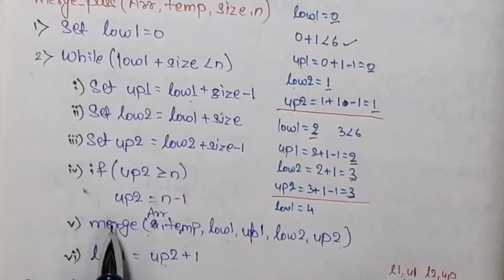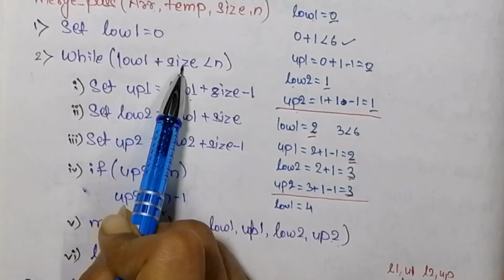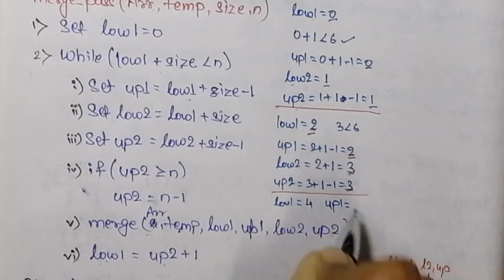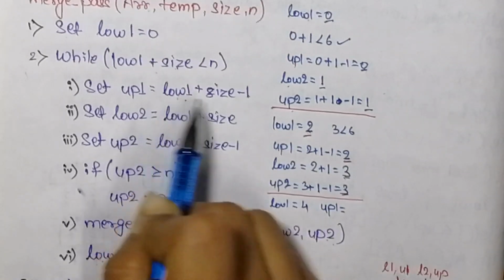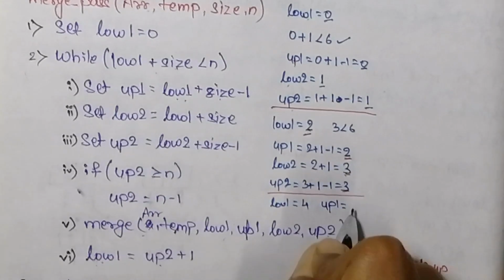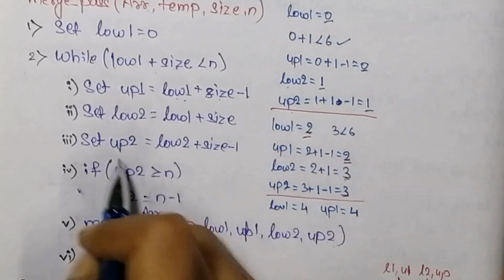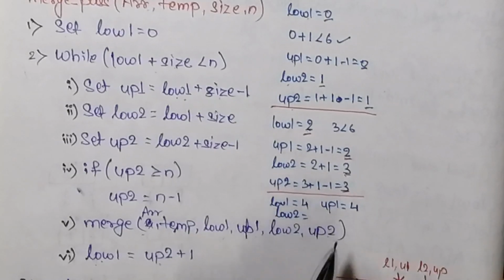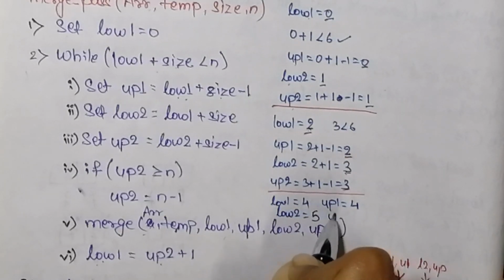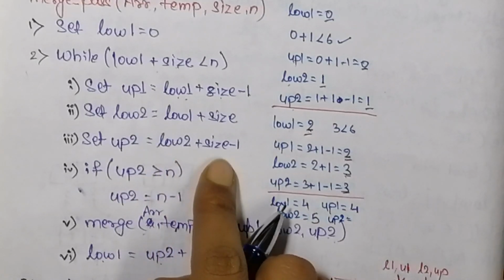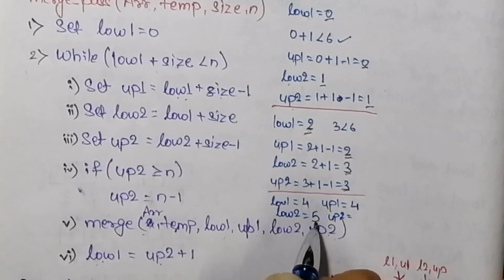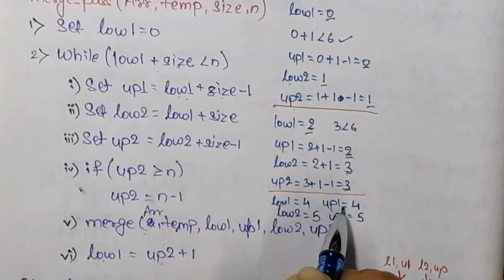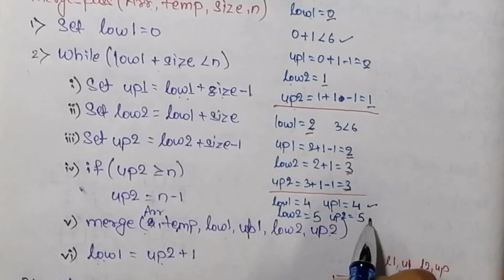Now we will again execute this block, as low1 plus size, that is 4 plus 1, is less than 6. So we will set up1 equals low1 plus size minus 1, that is 4 plus 1 minus 1, that will give us 4. Similarly, low2 will be low1 plus size, that means 4 plus 1, so it will be 5, and up2 will be low2 plus size minus 1, that means 5 plus 1 minus 1, that will give us 5. So now the value of low1 and up1 is 4, and the value of low2 and up2 is 5.